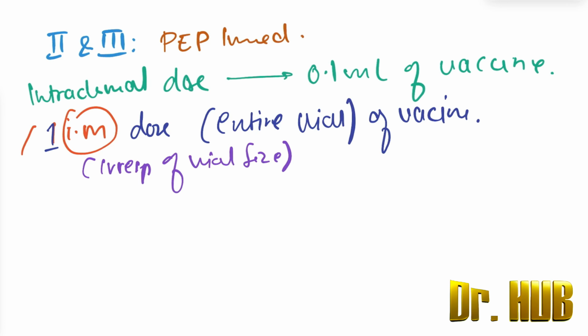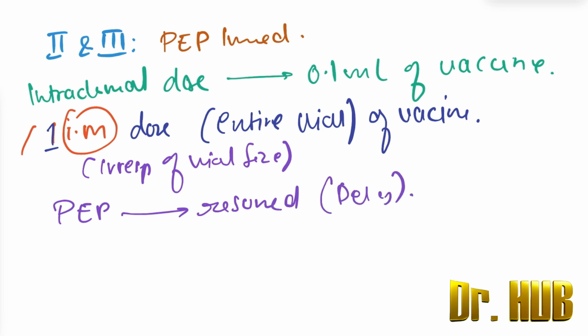Next, should a vaccine be delayed for any reason? In case of a delay of the vaccine for any reason, the PEP schedule should be resumed.